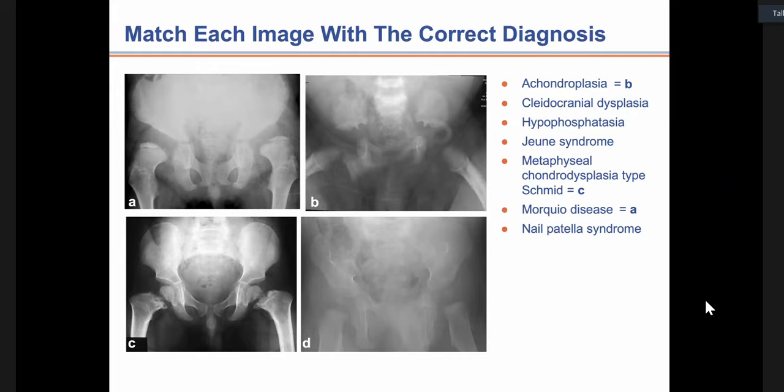Remember that rickets affects the knees and the wrists the most. Schmid affects the hips the most, and hypophosphatemic rickets affects the medial sides of the distal femur and proximal tibia the most. And then this radiograph D is, if you have noticed, the same radiograph I showed you where I pointed out the iliac horns in nail patella syndrome.